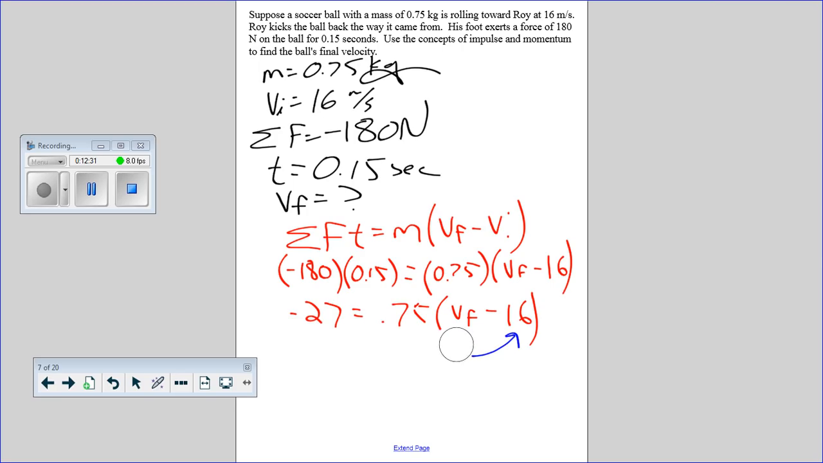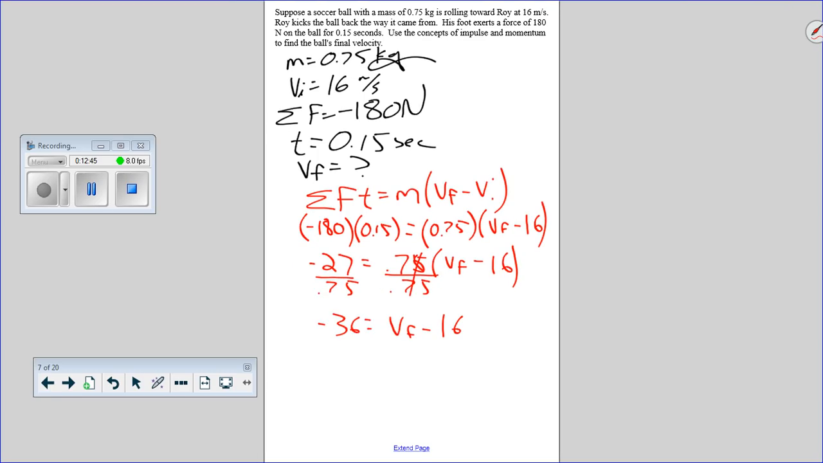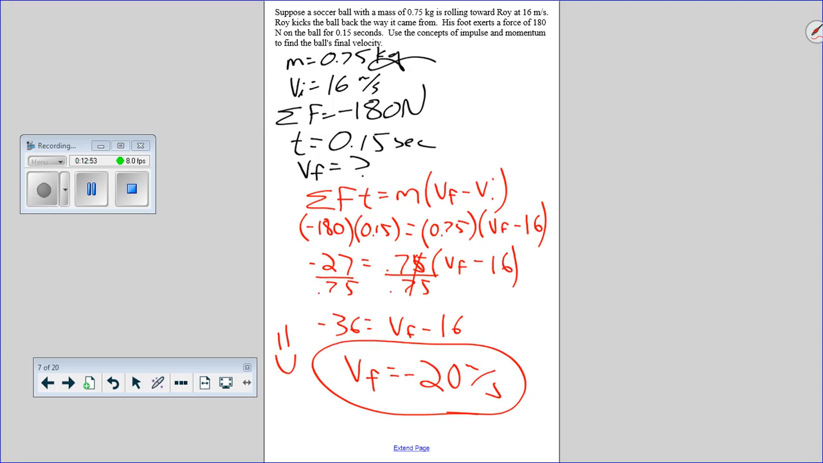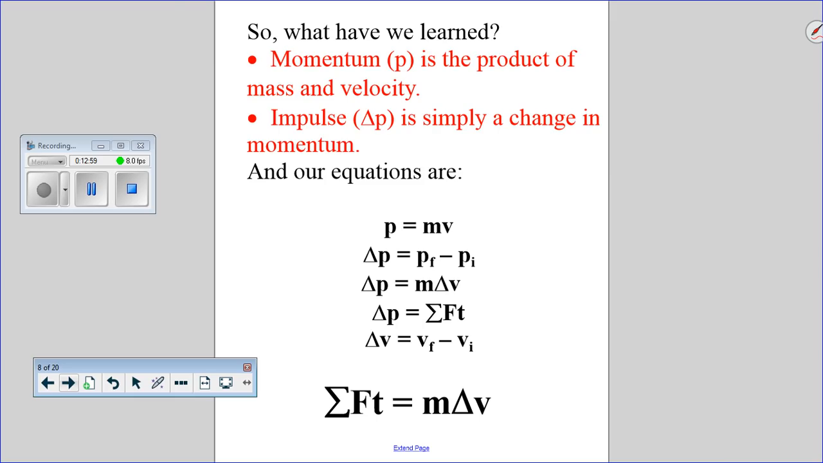So what I'm going to do is this. Let's divide both sides by 0.75. Then you get negative 36 equals, these cancel, Vf minus 16. Add 16 to both sides, and your Vf is negative 20 meters a second. All right, so there we go. We got the same answer, right? Okay, so that's that.